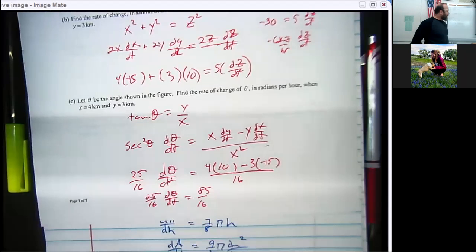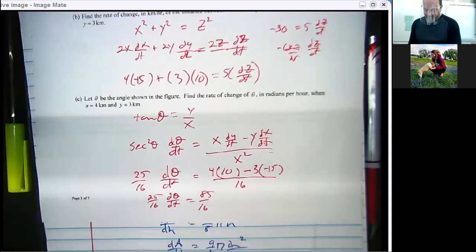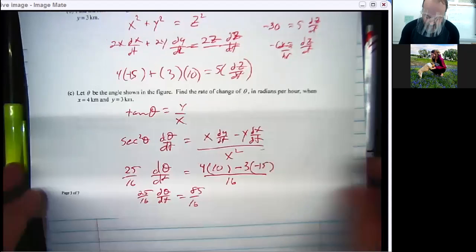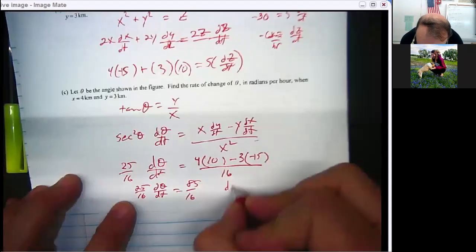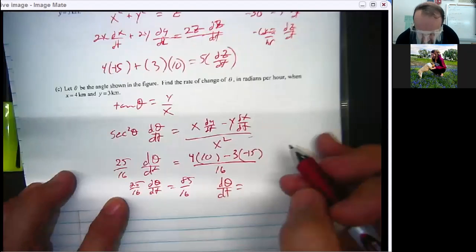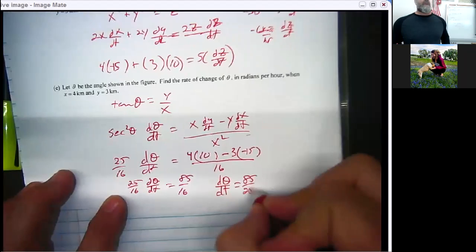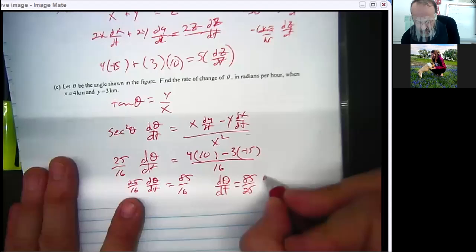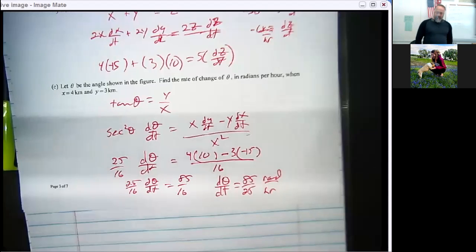Well, there is something at least marginally nice about that. We could at least make the 16s go away, couldn't we? So what does that make d theta dt? 85/25. This is the other thing that I'm not sure they would tell you. What's the unit on that? It would be radians per hour. So this would be in radians per hour. And should we reduce 85/25? Your math teacher says yes, kind of.